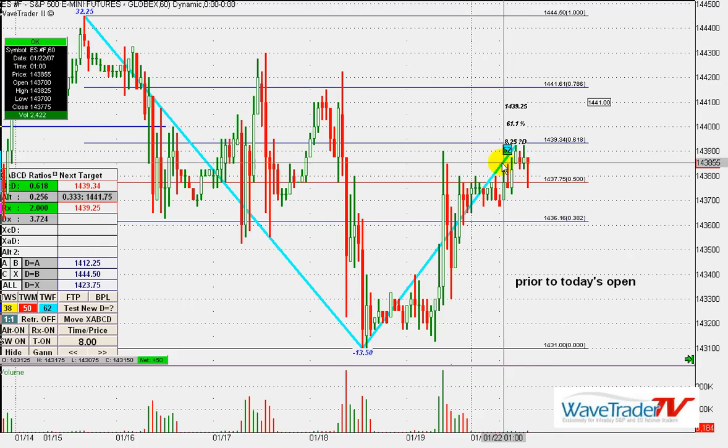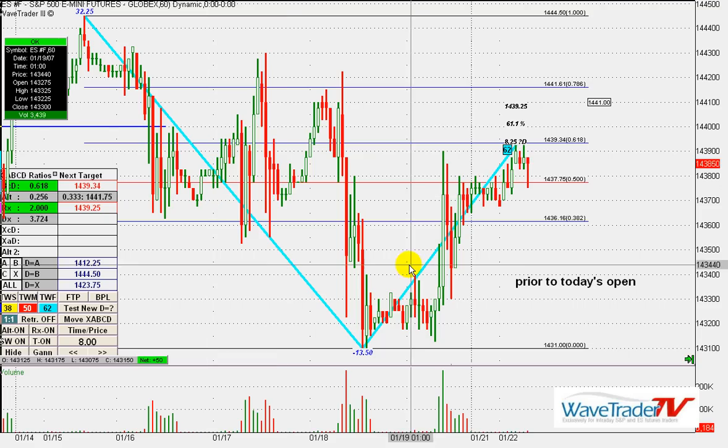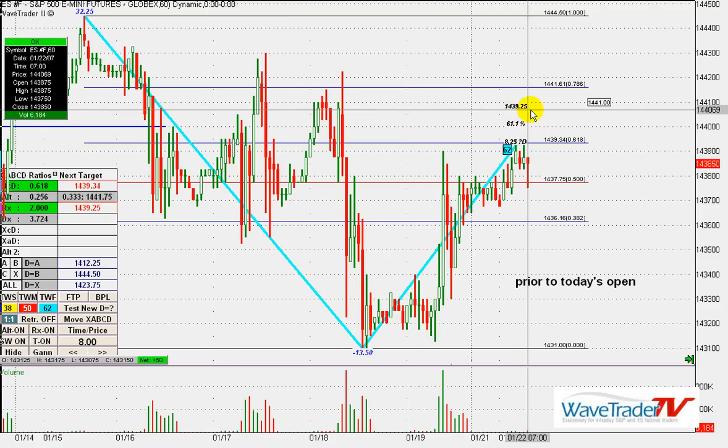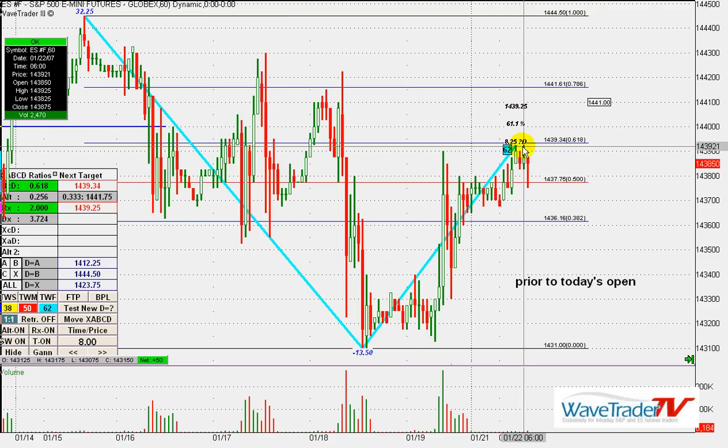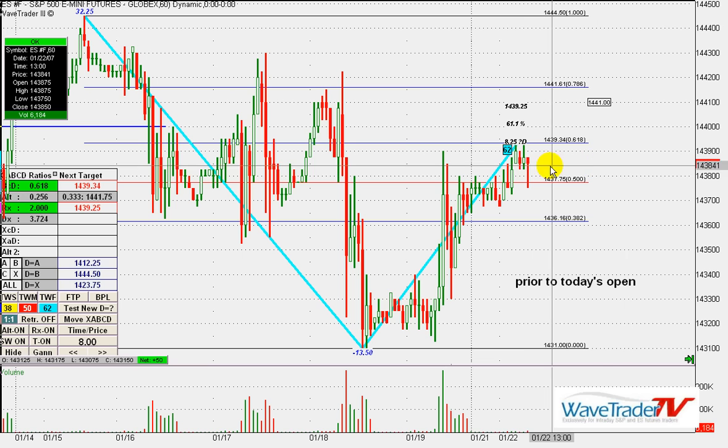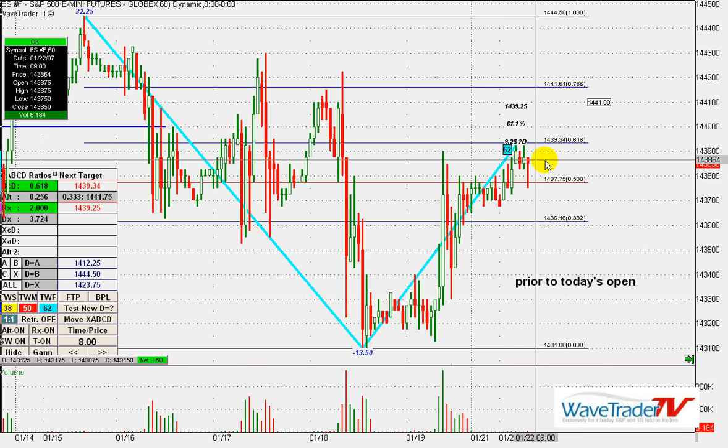It's showing right here prior to today's open that the market had traded up to 39.25, which the software was alerting that the 61.8 retracement level was hit and offering potential resistance here. It's also very near the previous Friday's high. So this was prior to today's open, and you can see that we're trading still up at the top of this range.